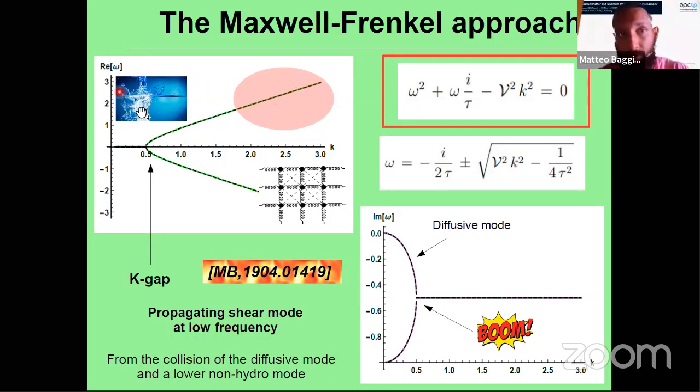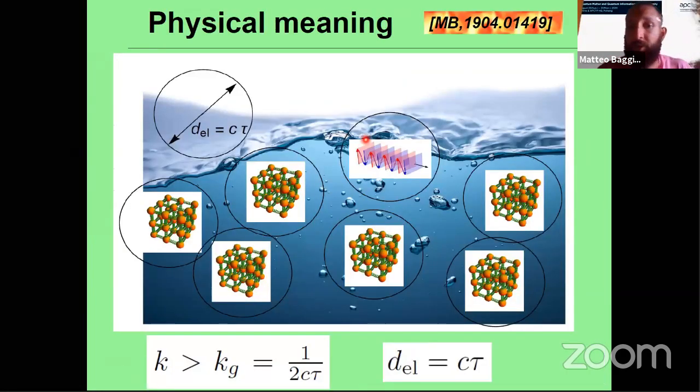Because at high frequency, let's say here, of course you will have propagating waves. But if you go down, you can have propagating waves also at small frequency if your momentum is larger than this number, okay? So this is basically a theoretical mechanism that could explain in principle what we saw in that experiment. Now let's investigate a bit further what this means.